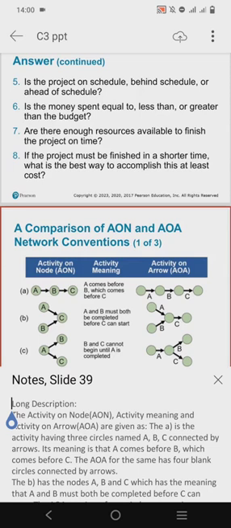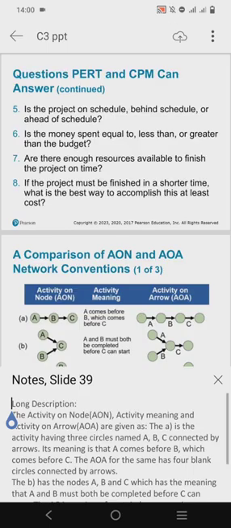Okay, in the AON, arrows depict the dependencies between activities, while in AOA, the activities are represented by the arrows. So in AON, activities are represented by nodes, while in AOA, activities are represented by arrows. Okay, so the arrows represent the flow of activities, and events signify the start or completion of one or more activities. However, AON has become more prevalent in modern project management. It is more widely used.